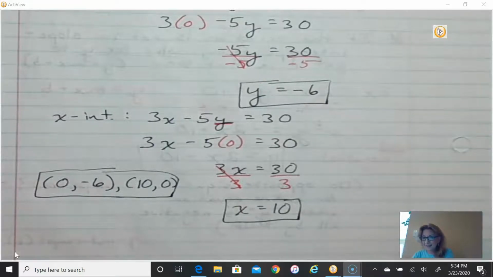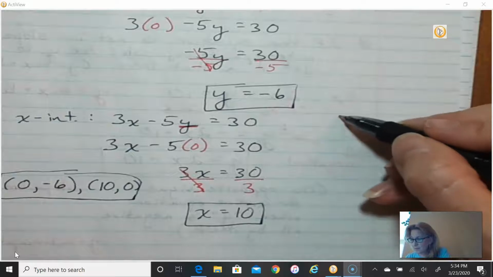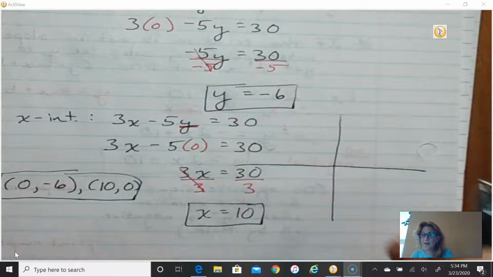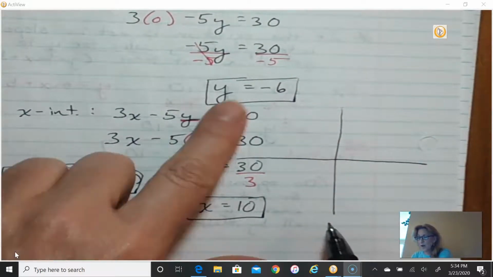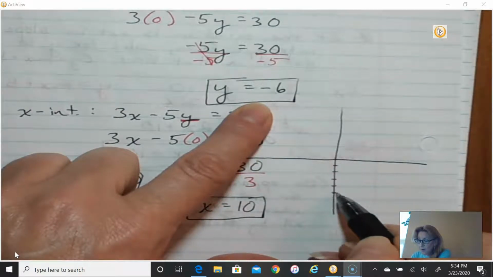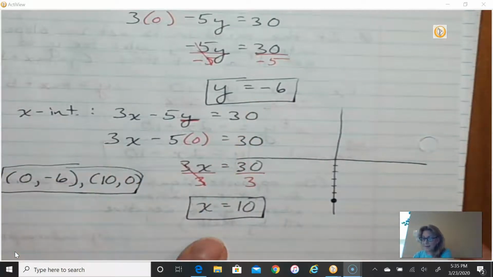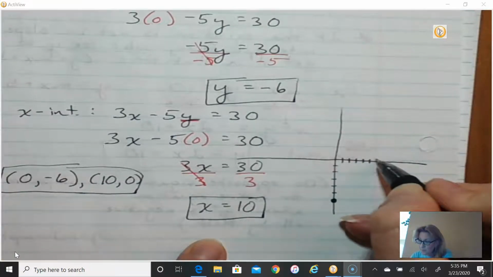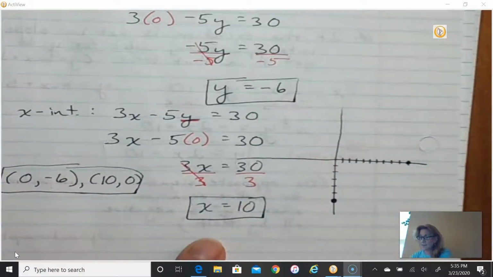Now, let me show you what that is. I'll do it right here. You are not allowed to do this without graph paper or a ruler. These are just notes. So if your y is negative 6, you go 1, 2, 3, 4, 5, 6. That's negative 6. Put a dot there. X is 10. 1, 2, 3, 4, 5, 6, 7, 8, 9, 10. And put a dot there.